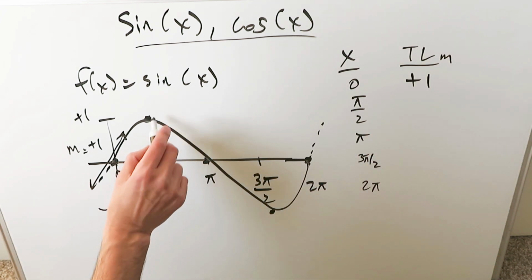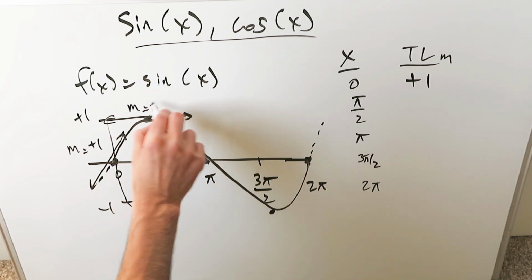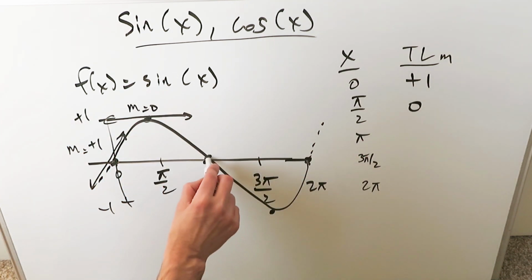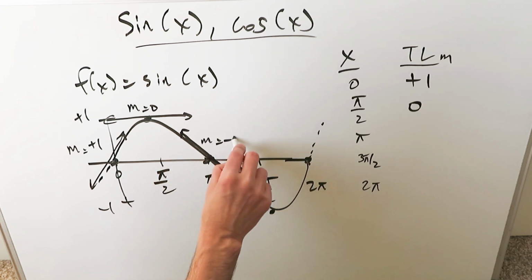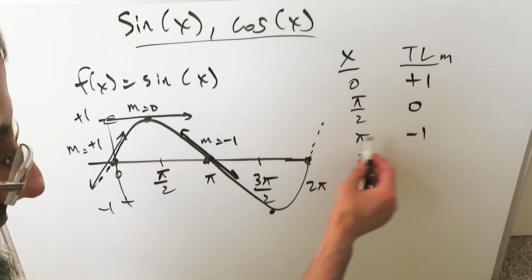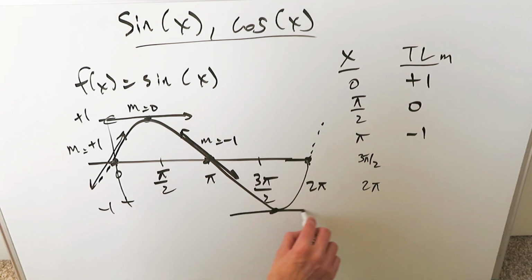If I were to draw a tangent line right here at this point and I extend the line and determine the slope, it would be a 0. When I draw a tangent line right here and graze it, I'm looking at a slope which is equal to a minus 1. At pi, the slope of the tangent line is equal to minus 1. At 3 pi over 2, I draw a line that's horizontal. You know the slope of that is a 0.